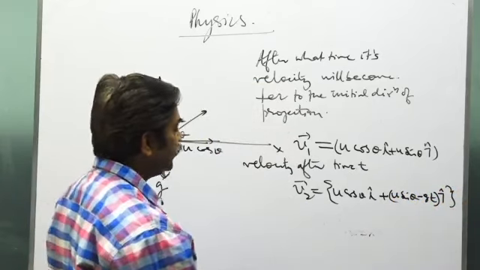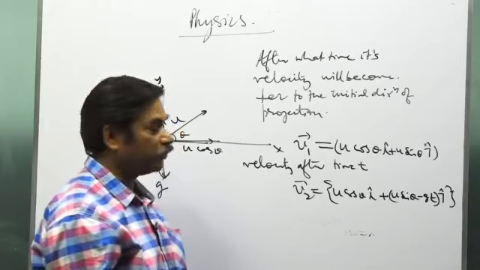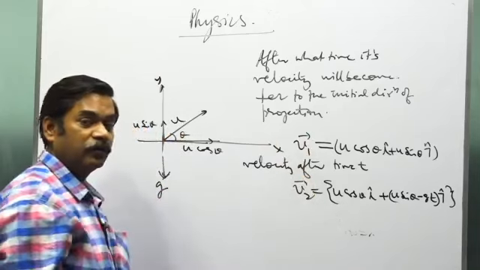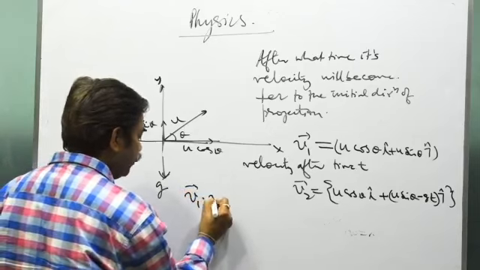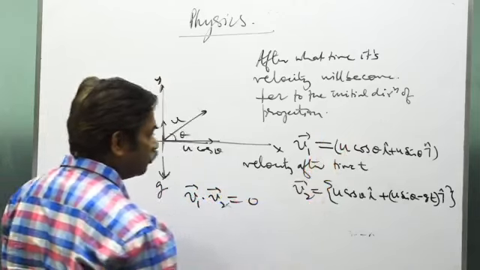Now according to the question, after what time the velocity becomes perpendicular to the initial direction of projection. So see, if this vector is perpendicular to this vector, then you know their dot product should be 0. So vector v1 dot vector v2 will be equal to 0. You'll get the dot product of it. So dot product becomes what?